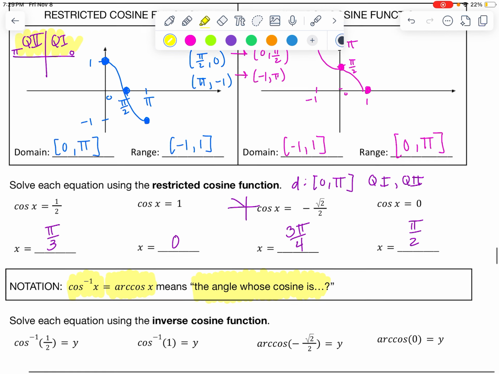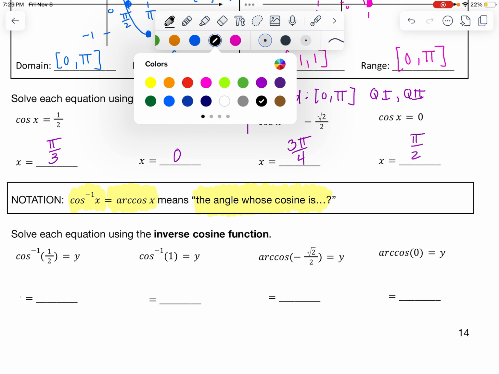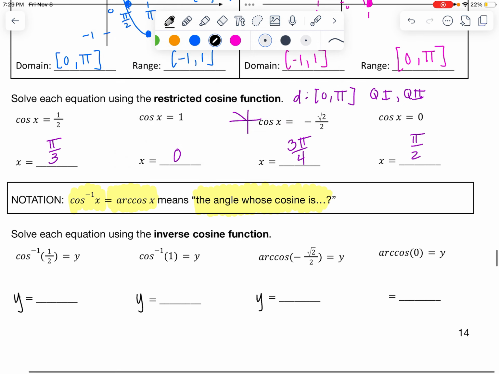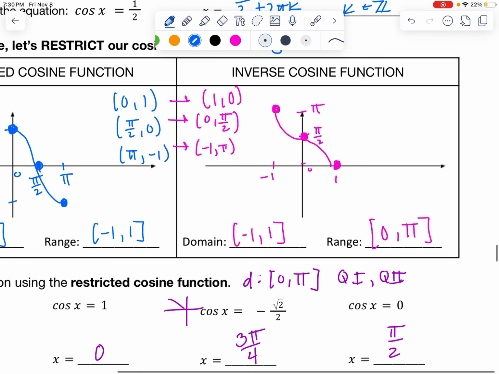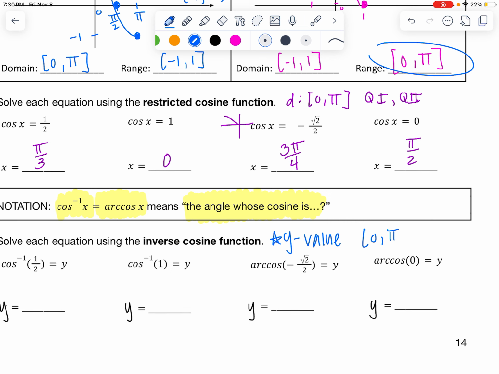Now very similarly, I made a mistake. I'm going to go ahead and white that out because these should be our y's. That's what we are evaluating. So this should be y is equal to for all of these down here. And again, here we're talking about the inverse cosine function and we're talking about the y values. Again, the y values are your range. And the range of my inverse cosine function is from 0 to pi. So again, we're talking about quadrant 1 and quadrant 2.